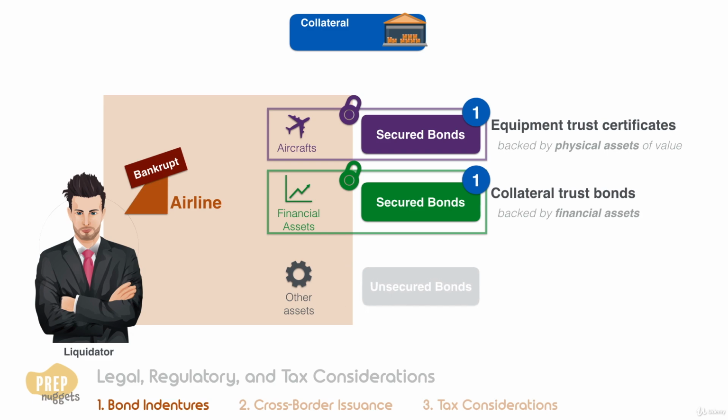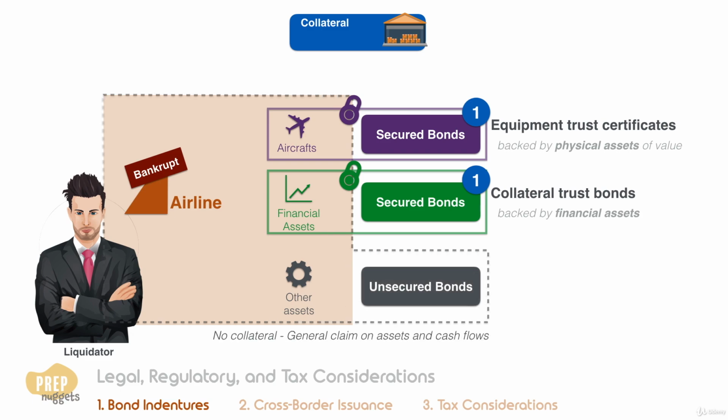In contrast, the unsecured bonds have no collateral. The bondholders have only a general claim on the airline's assets and cash flows. Among unsecured bonds, there can be difference in priority. Unsecured bonds, which are senior, have priority over unsecured bonds which are junior or subordinated.